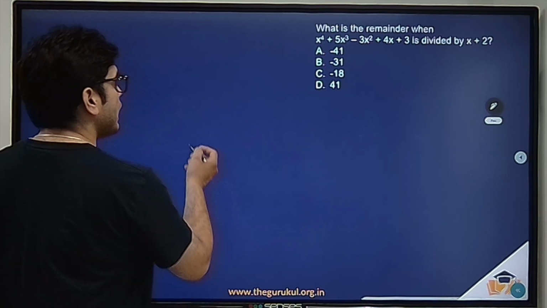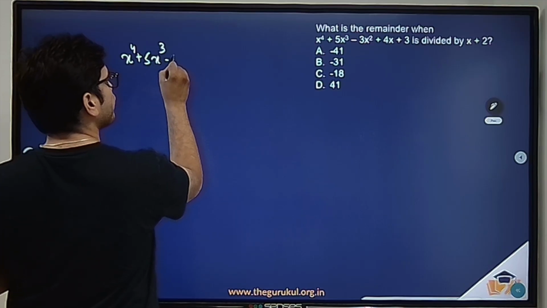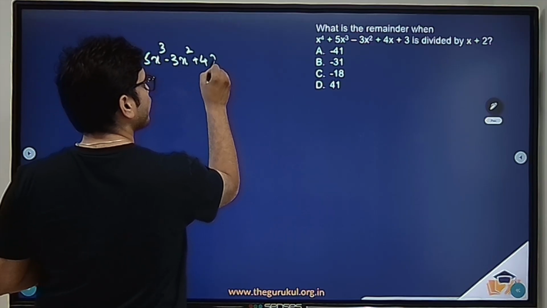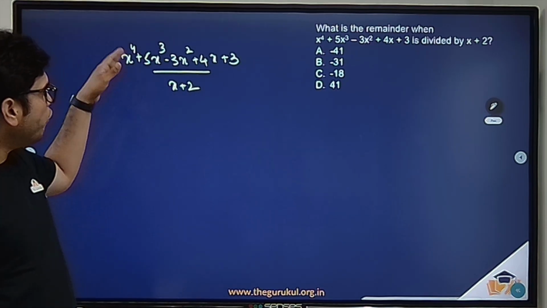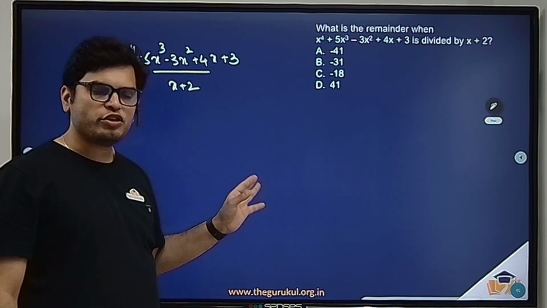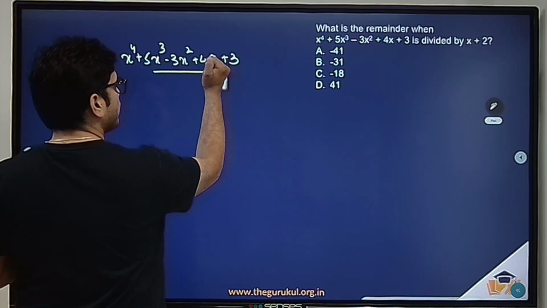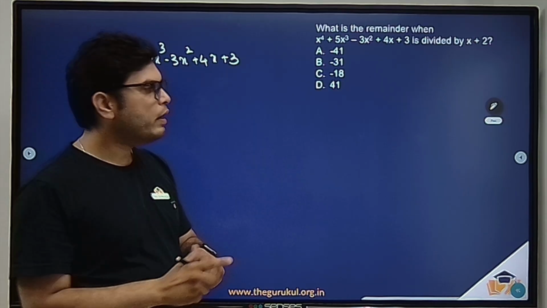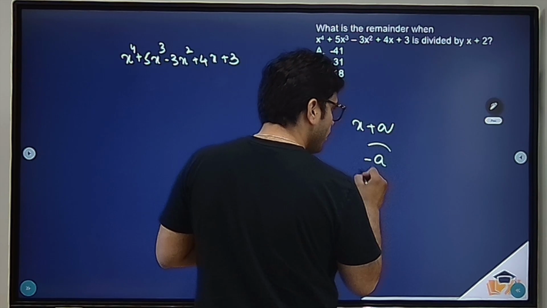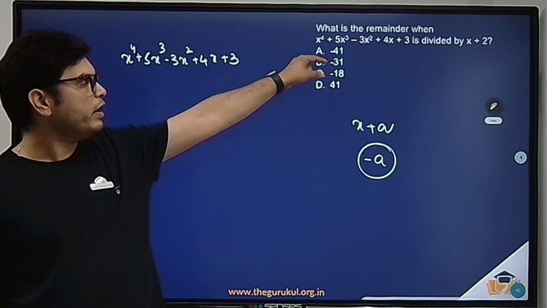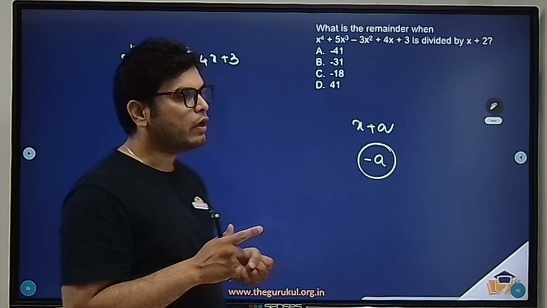Now coming to the fourth question, we are asked to find the remainder when x power 4 plus 5x cube minus 3x square plus 4x plus 3 is divided by x plus 2. You can also find the remainder using factorization, but that is a tedious method. Whenever you are asked to find the remainder when some polynomial is divided by x plus a, replace x with minus a. So here, let's replace the value of x with minus 2.